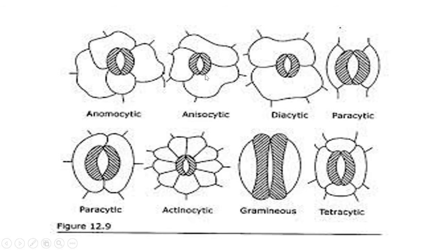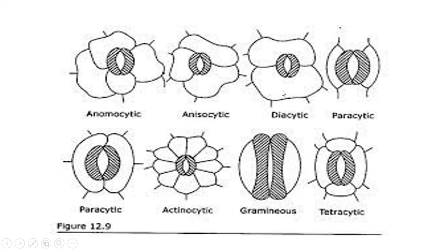Second one, anisocytic. It is also called cruciferous type. In this type, the stomata remain surrounded by 3 subsidiary cells. 1, 2, and 3 subsidiary cells are there, but their sizes are somewhat unequal. One is large, the second medium, and the third small. Example, Brassica, Potato, Tomato.